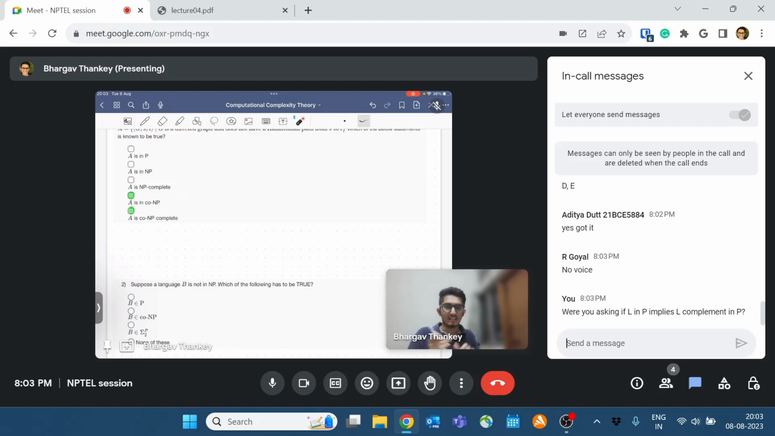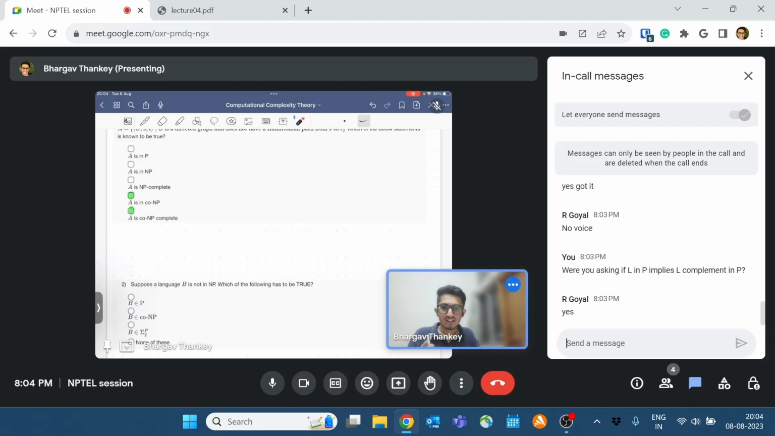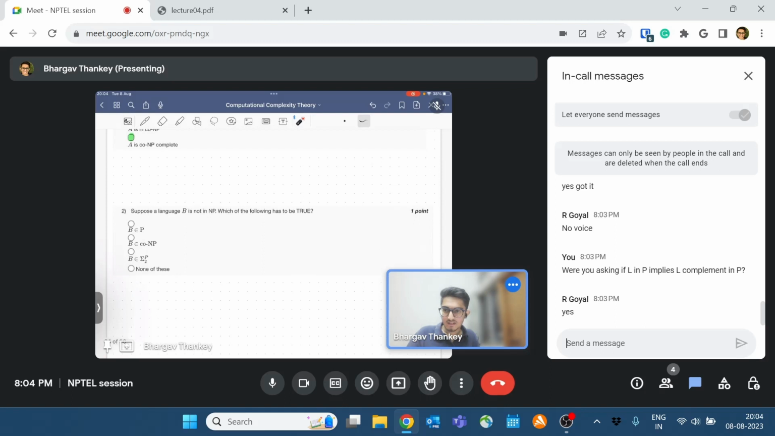Yes. Okay, yeah. So this is true, but I won't have time to prove that. But the thing is, for a deterministic algorithm, you can flip the output. So that's the proof idea. Okay, so is this fine?